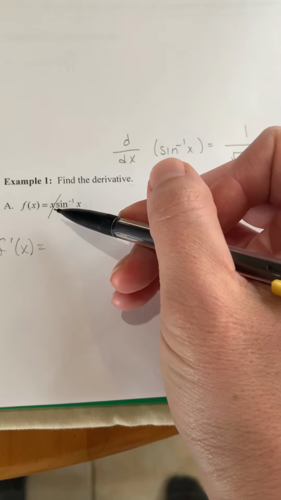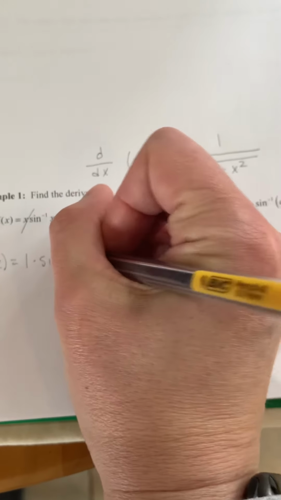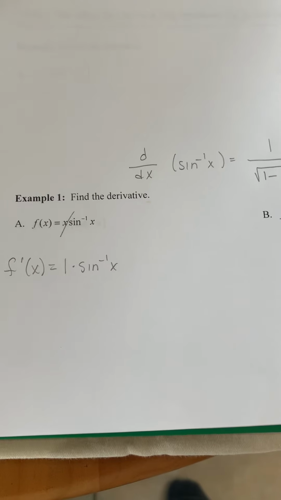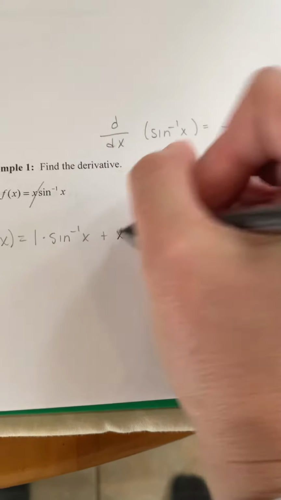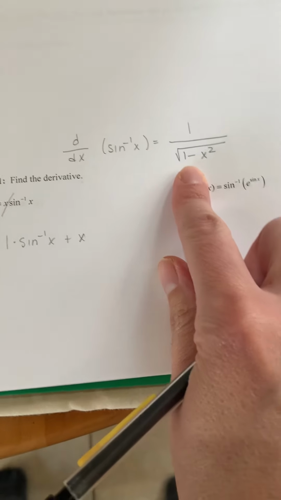Okay, so I'm going to do the easy derivative first. So the derivative of x is 1. So I leave sine inverse of x alone. Now I have to leave x alone, and I get to copy down my new derivative for sine inverse.